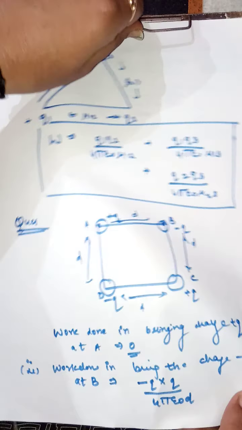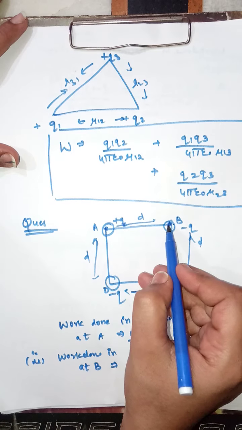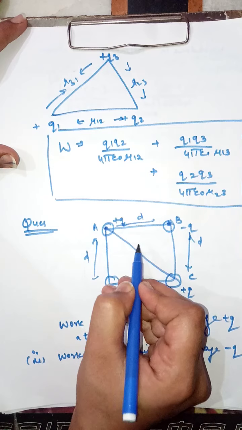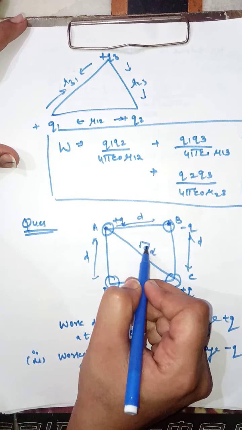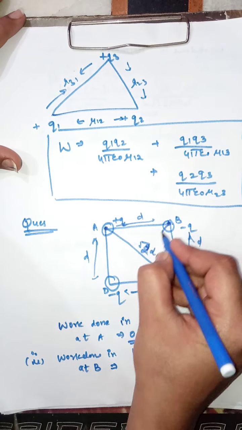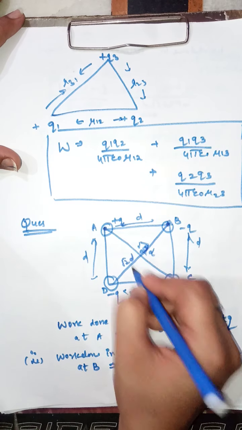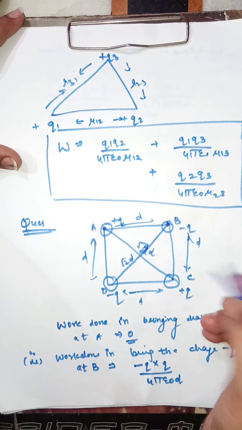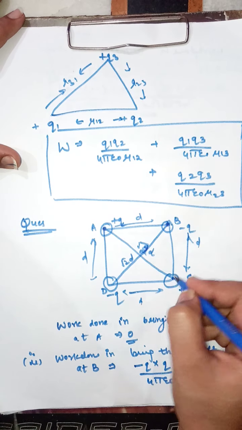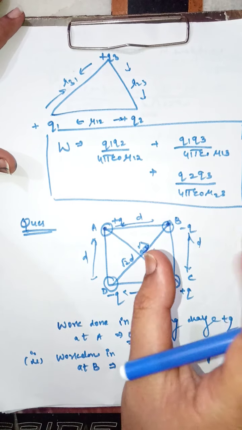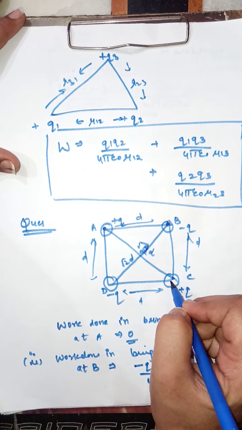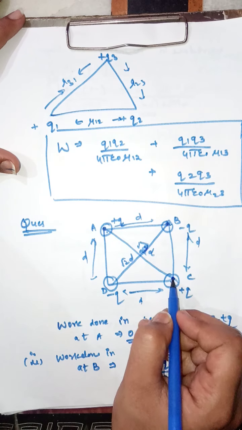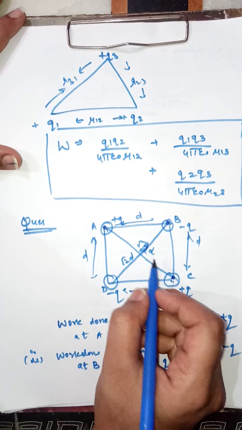Look at the figure, this distance is equal to d. This distance is also equal to d. So this distance by Pythagoras theorem is equal to root 2d. Again, this distance is also equal to root 2d. When I have placed a charge at point C, I have to represent the energy or the potential between these two charges, and the separation between this charge and this charge is given by root 2d.